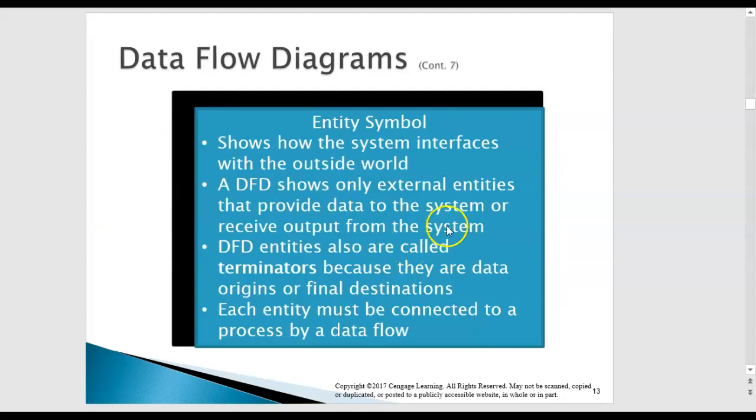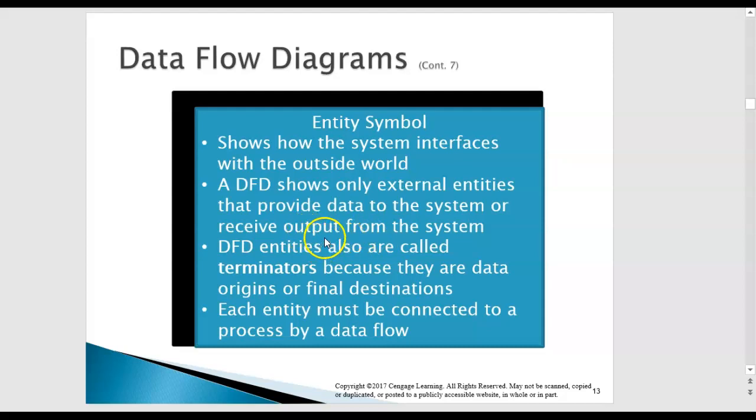Now let's look at the entity symbol, which is used in your DFDs. The entity symbol shows how the system interfaces with the outside world. These are external entities which absorb the data that came through the system, or they could also be external entities that are providing the data to our system. So a DFD shows only external entities that provide data to the system or receive an output from the system.